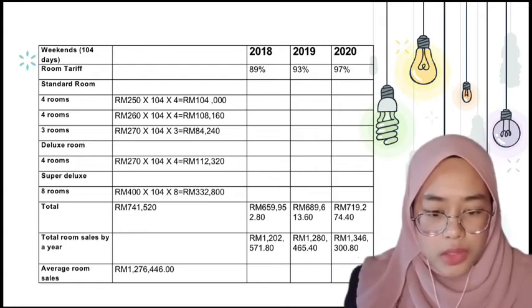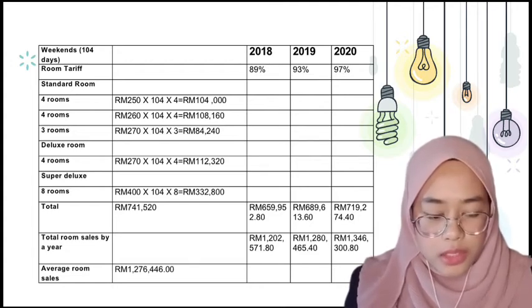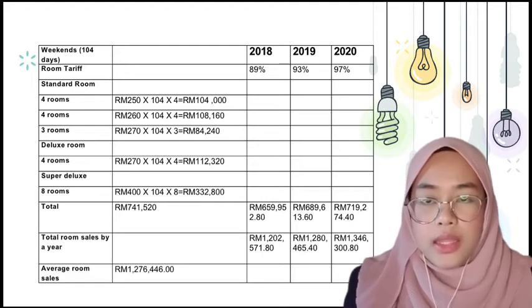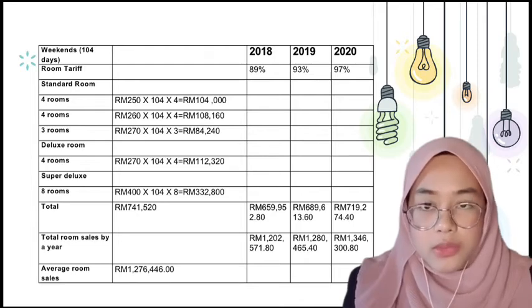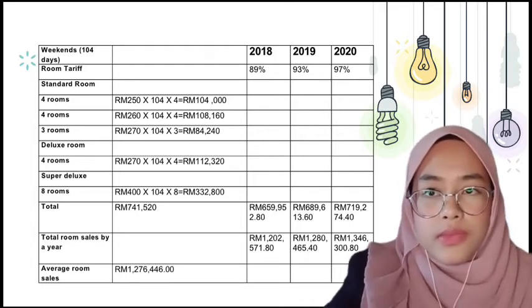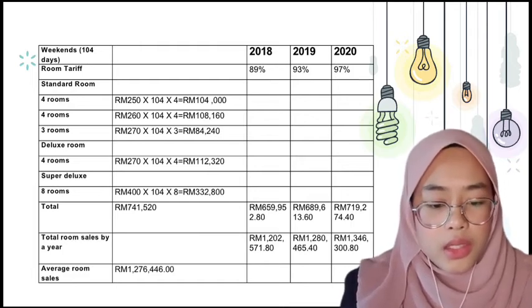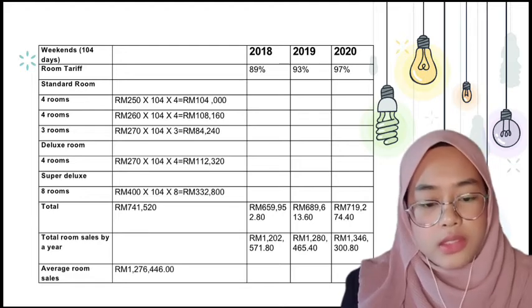After multiplying by the occupancy status for each year, we need to total the room tariff for weekdays and also weekends to get the total room sales by a year. And then after that, divide by 3 to get the average room sales. And for the average room sales, we get 1,276,546 ringgit.